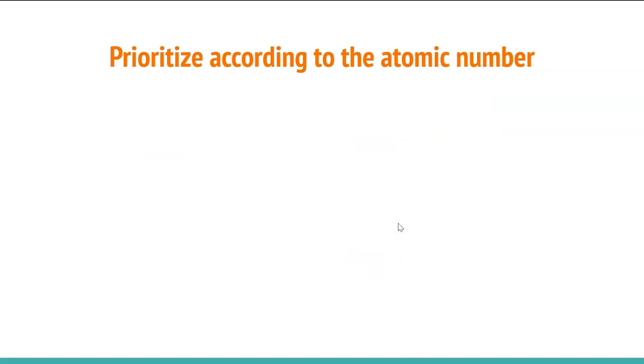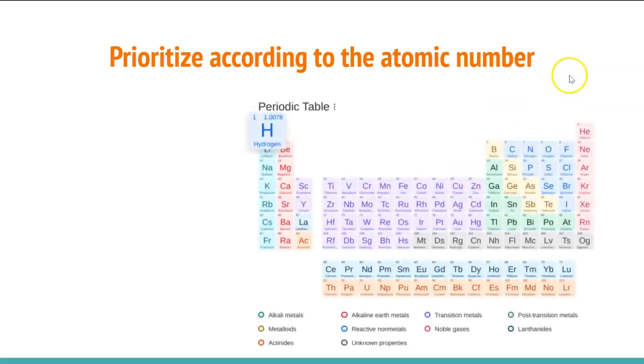So prioritizing according to the atomic number is based off of the periodic table. So, for instance, hydrogen is always the 4th priority. It is the lowest atomic number. So with it being number 1, you can just default it to the 4th position.